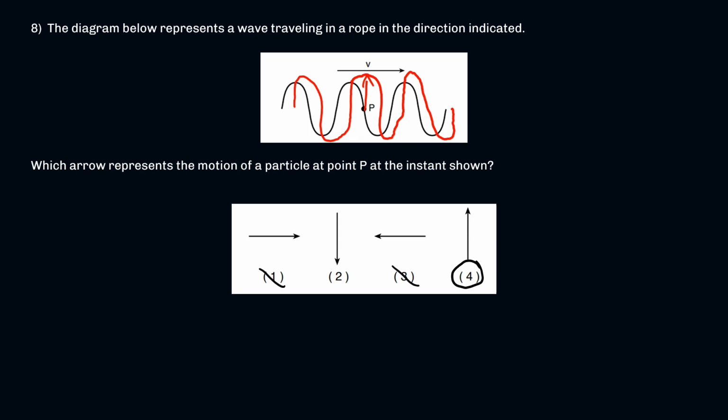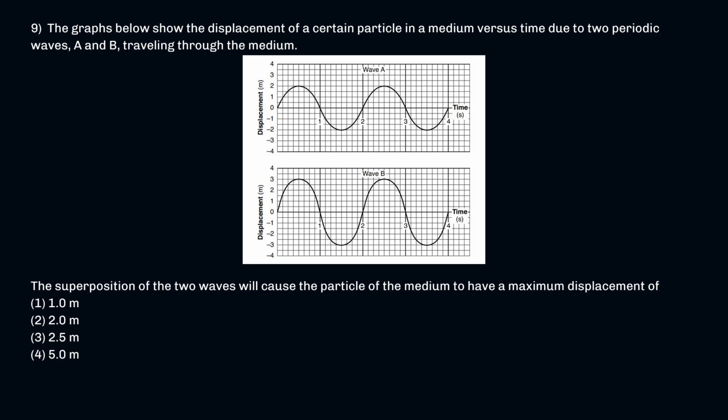So let's move into example number 9. We have the graphs below show the displacement of a certain particle in a medium versus time due to two periodic waves, A and B, traveling through the medium. The superposition of the two waves will cause the particle of the medium to have a maximum displacement of.